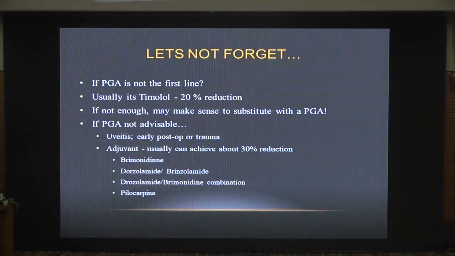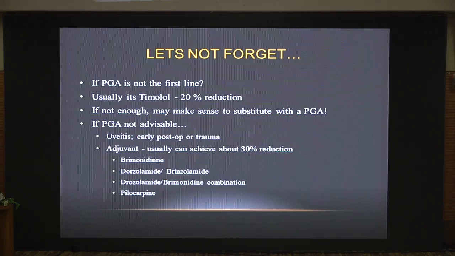So let's not forget, if PGA is not first line, they can't afford whatever, usually it's timolol, but remember, from 30%, this is a 20% reduction. So that's a problem. If it's not enough, it may make sense to substitute a PGA with another PGA before adding timolol. And if a PGA is not advisable, like in acute uveitis or early postoperative or trauma, why? Why would I not like to give a prostaglandin in these acute conditions? Because of cystoid macular edema, right?